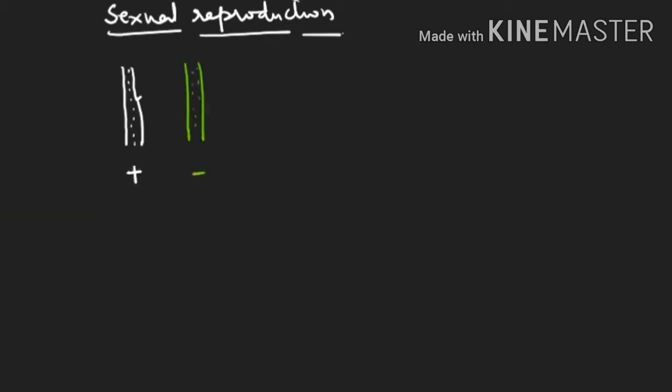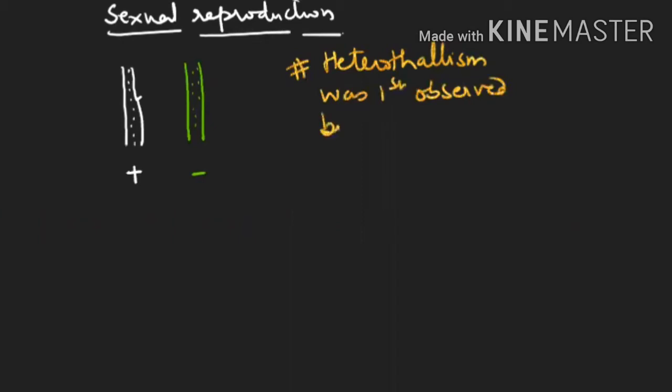Heterothallism was first observed in Rhizopus stolonifer. It means two different thalli are there for sexual reproduction. Heterothallism was first observed by A.F. Blakeslee, and he observed it in Rhizopus stolonifer.